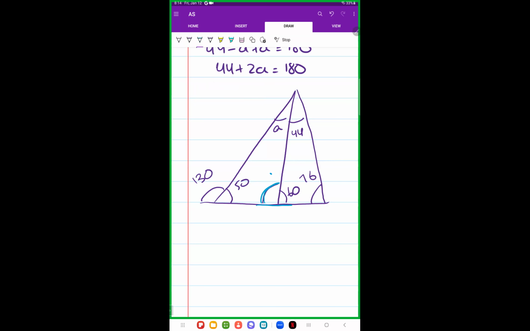Isn't this a straight line? Oh yeah, it is. Yes. So this would be 180 minus 60. Once you get this, you can find A. Oh yeah, that makes sense. I didn't think of that. Now does it make sense to you? Yes.